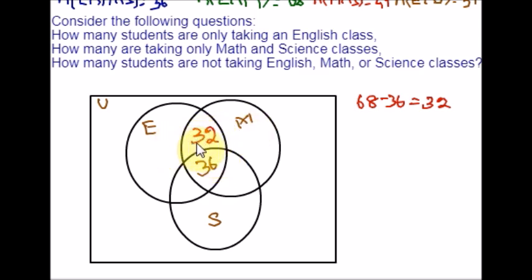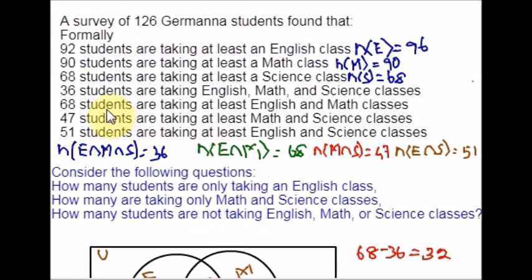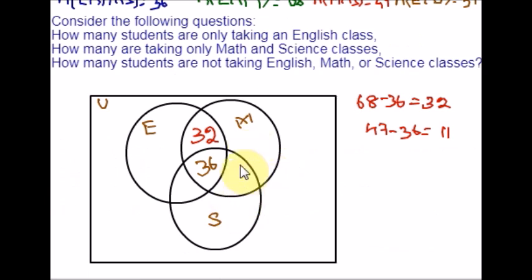We are going to follow the same process for students who are taking just Math and Science classes, this area, as well as English and Science classes, this area. So let us fill in. Students taking Math and Science classes is 47. So 47 minus 36 is 11, so fill in this region with 11. Students taking English and Science classes is 51. It is given in the question. Now subtract this 36 from the 51 and fill in the remaining here.